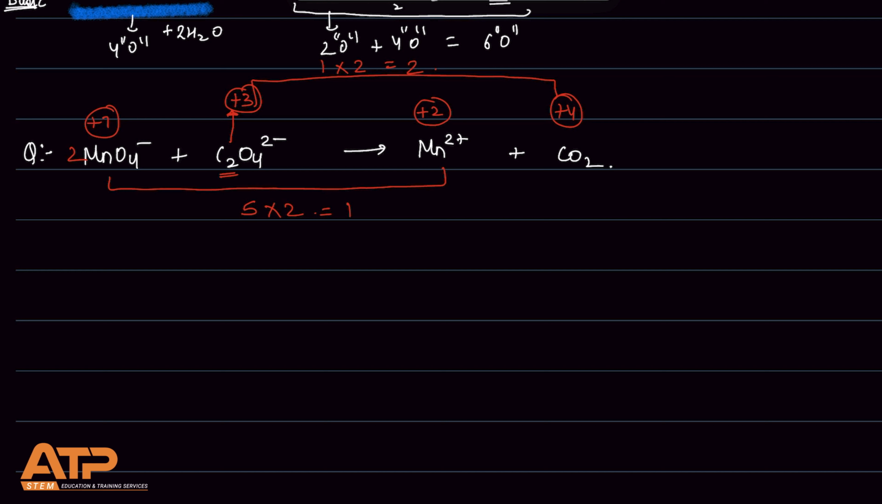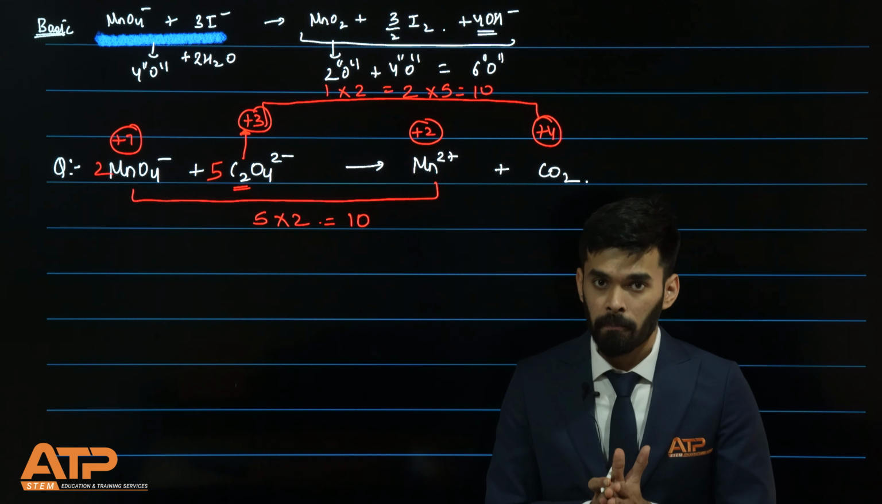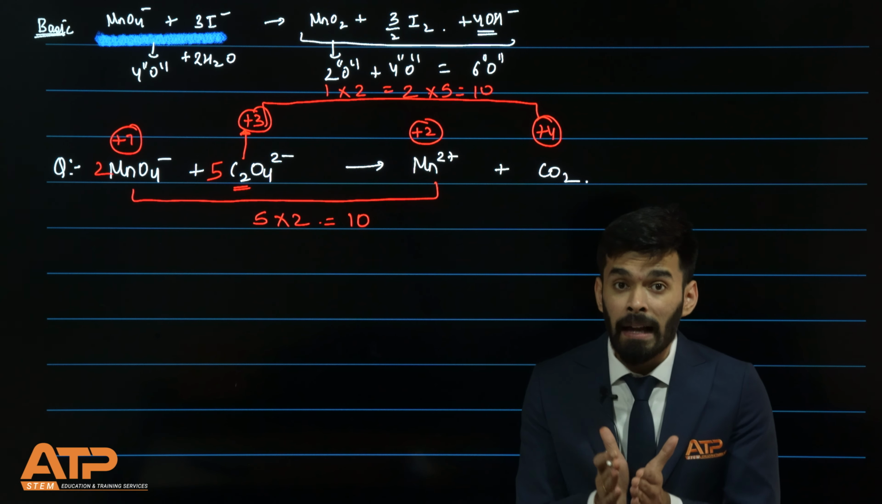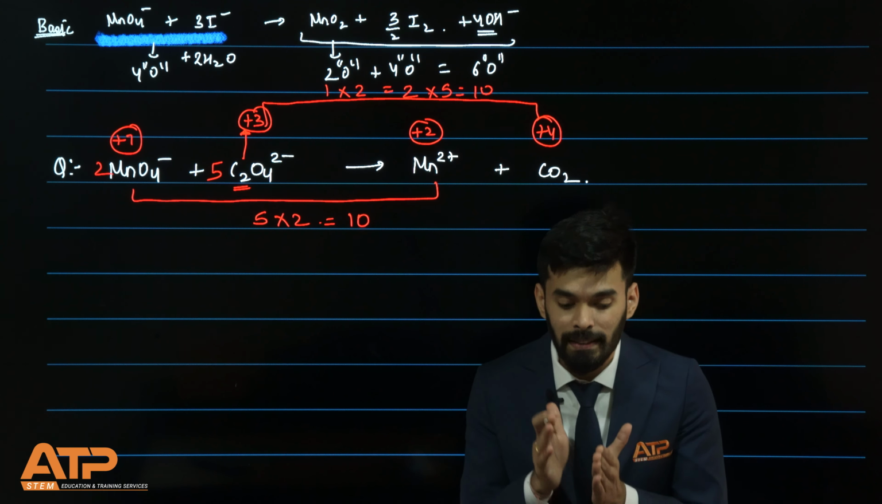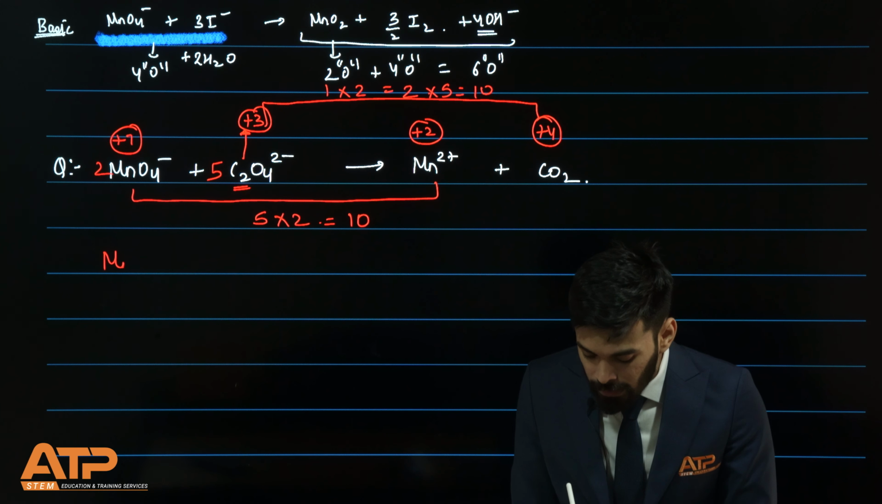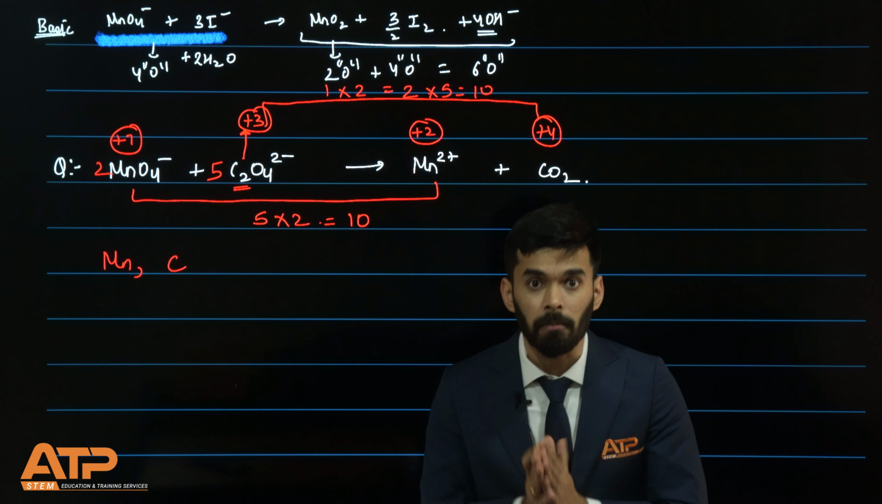So we will get the change in oxidation number of 10 here, and multiplying this with 5 so that we get the change in oxidation number of 10 here once again. So with this we are done with the first step. Let's move on to the second step. In the second step we balance those atoms whose oxidation state is changing. So oxidation state of manganese is changing, oxidation state of carbon is changing, so we need to balance these atoms.